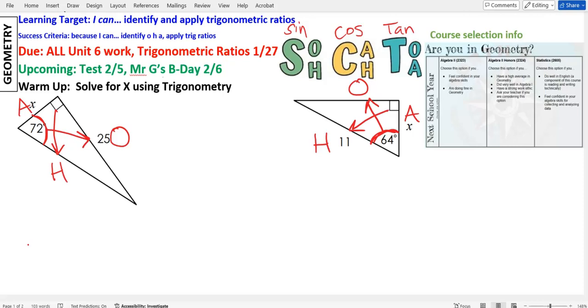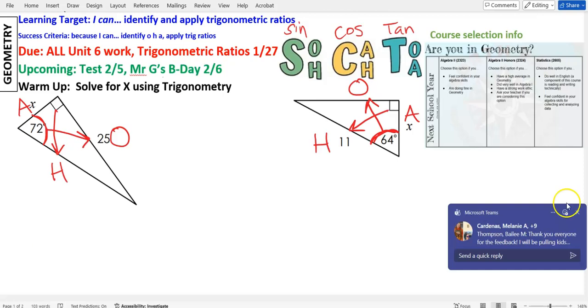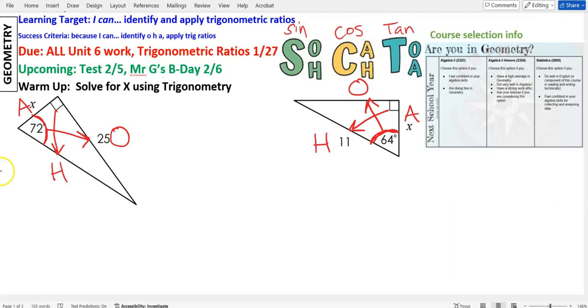Next step. Out of O, H, and A, one of them has nothing on it. One of them is blank. O has 25, but H has nothing here. So H is not helpful to me. H is blank, so scratch out H. I don't need it. On this one, A and H are given, but O has nothing on it. Scratch it out.